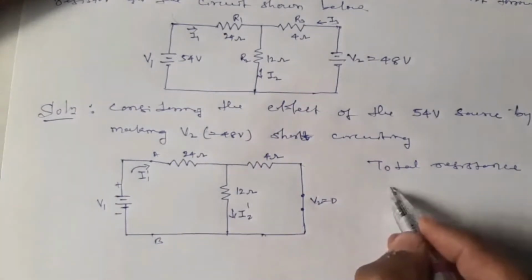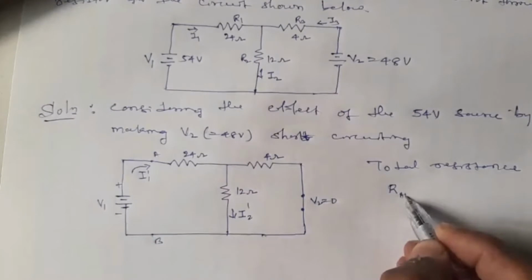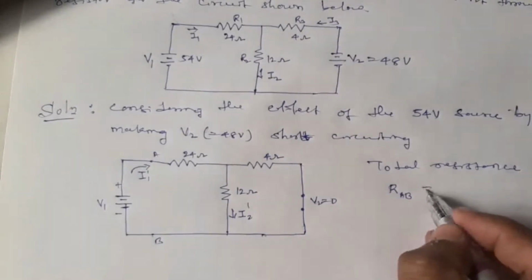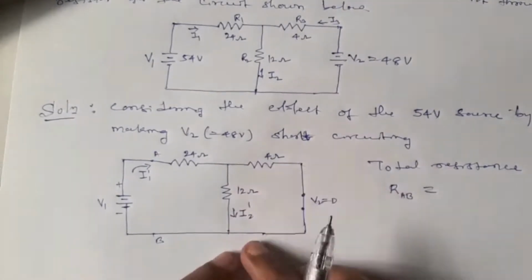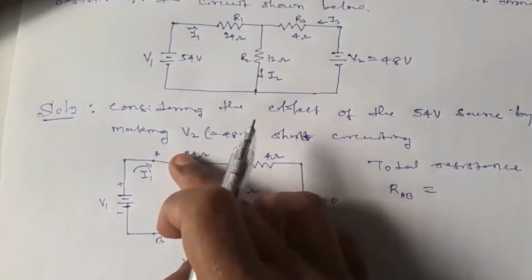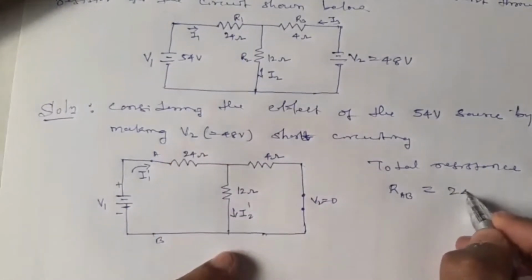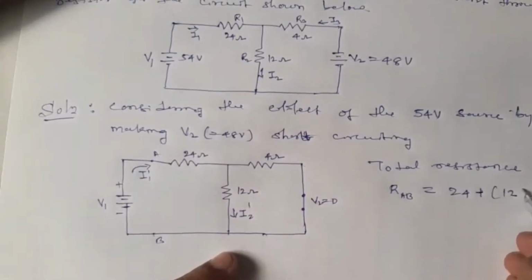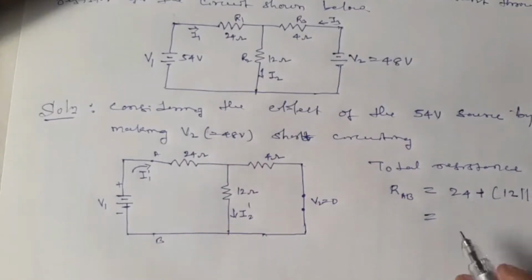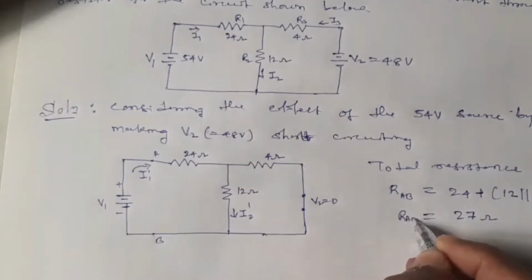Consider the resistance between A and B as RAB. Dear students, these two resistors are in parallel and this resistance is in series. I'll directly write 24 plus 12 parallel with 4. 12 parallel with 4 is 48 divided by 16, which is 3. So it is 27 ohm. RAB will be 27 ohm.